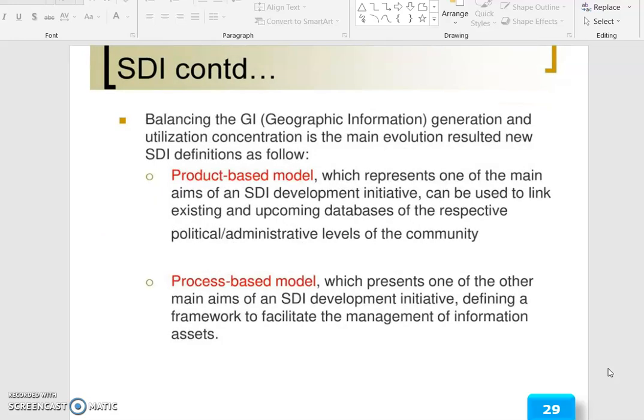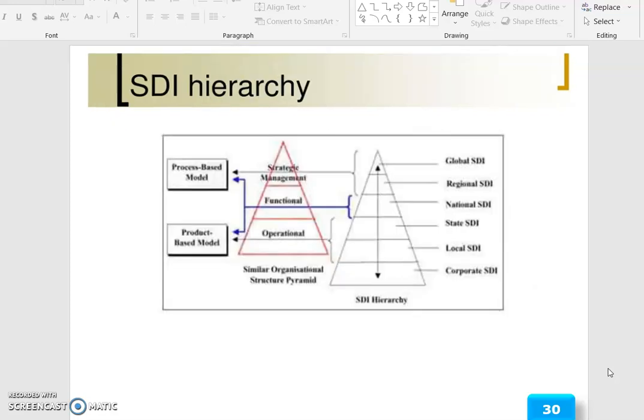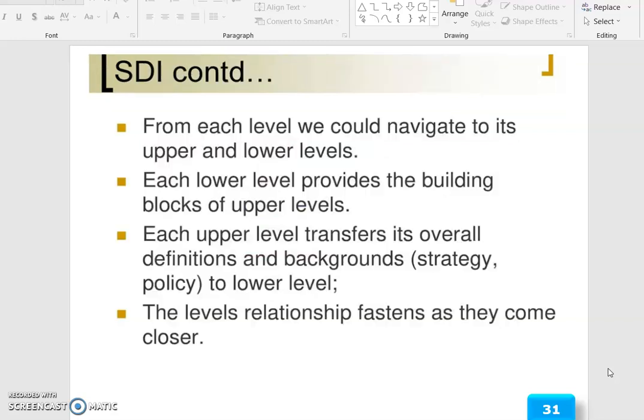So balancing geographic information generation and utilization is the main evolution that resulted in a new SDI definition, as follows: product based model, then process based model. The SDI hierarchy: process based model, product based model, global SDI, regional SDI, national SDI, state SDI, local SDI, corporate SDI. So this is the hierarchy we have to follow, in a similar organizational structural pyramid.